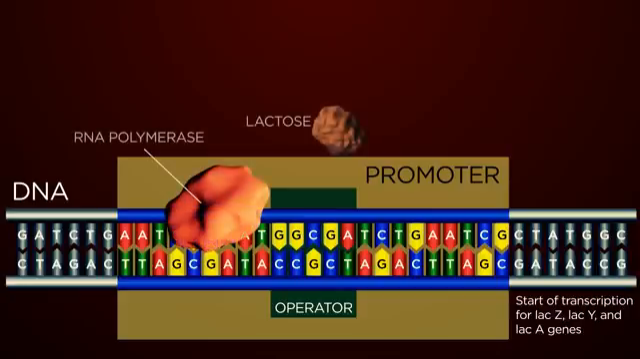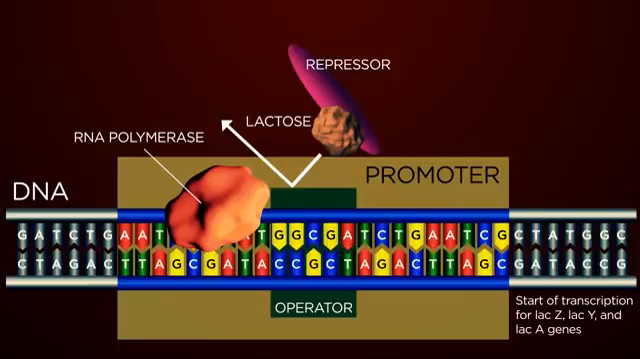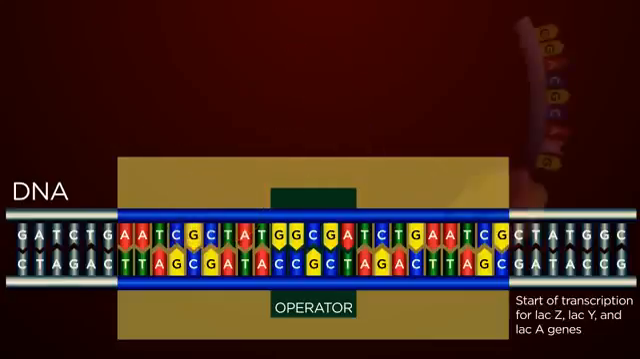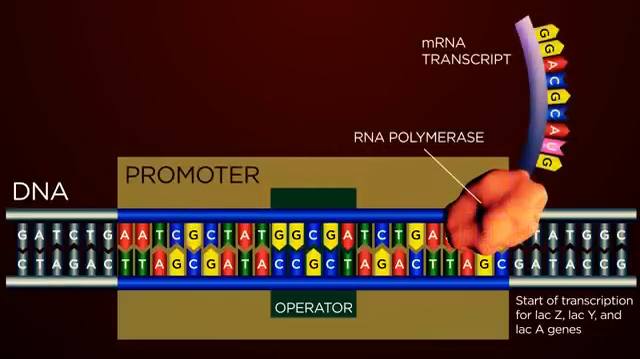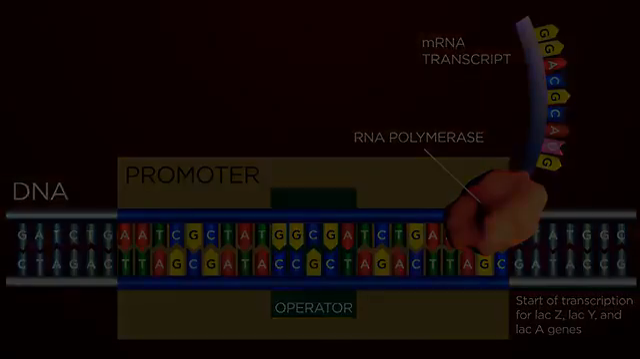However, if lactose is present, it will bind to the repressor protein, inducing it to change its shape and fall off of the operator region. RNA polymerase is now free to pass and will transcribe these 3 genes into mRNA so that the ribosome can make the proteins for transporting and breaking down lactose.